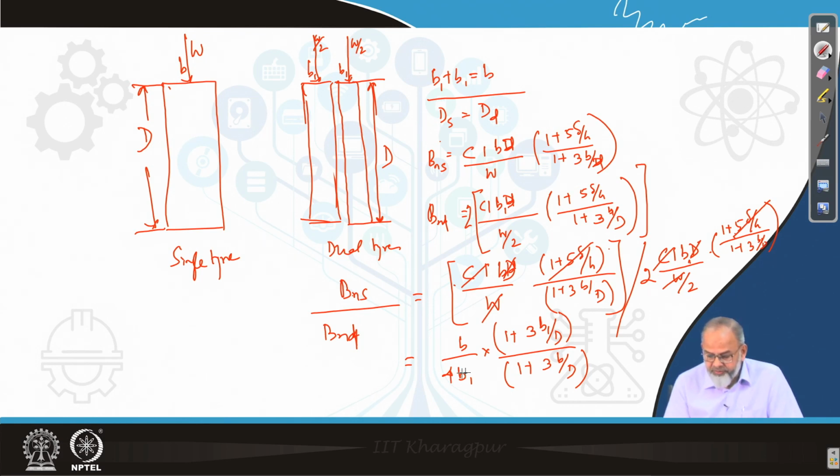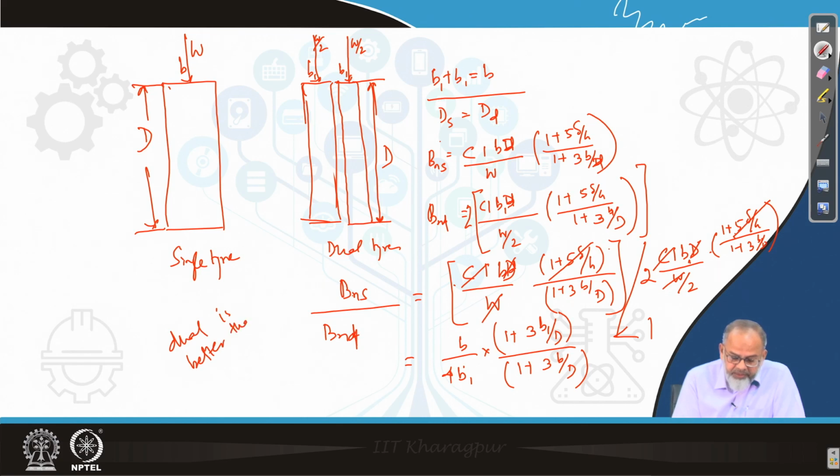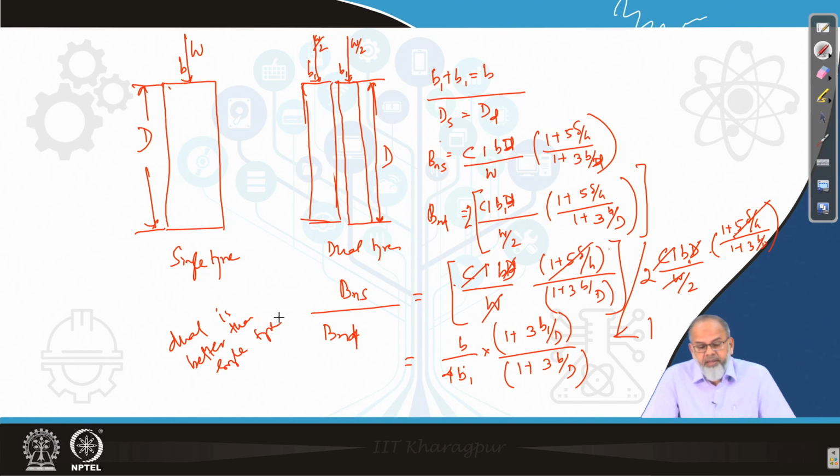So if you look at the ratio here, obviously we are dividing with a higher number in the denominator, so it will always be lesser than 1. This ratio is always lesser than 1. That means dual tires are better than single tire if the same dimensions as that of single tire are maintained for dual tires.